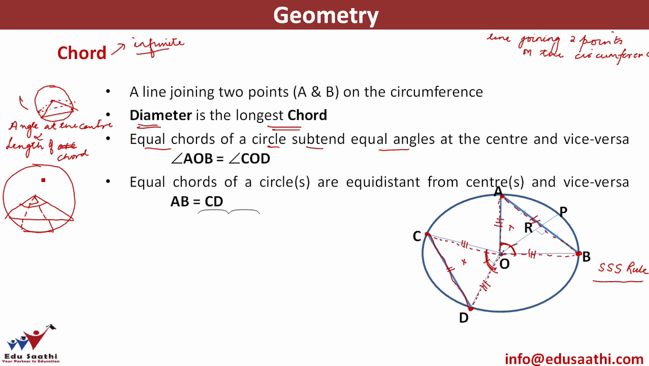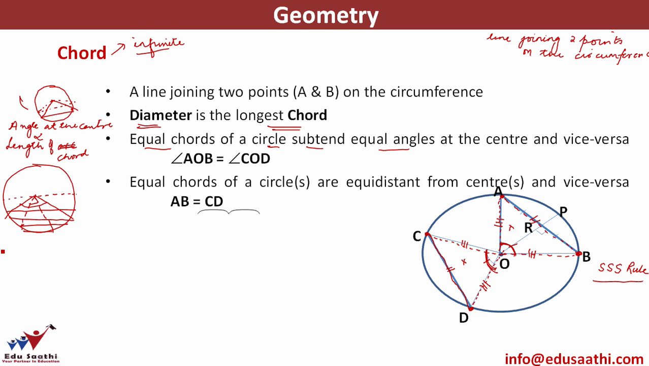Equal chords are equidistant from the center. So if 2 chords are of equal length, they have to be equidistant from the center. That is very, very obvious, because the shorter chord will be away from the center. The longer the chord is, the closer it will be to the center. The longest chord passes through the center. The shorter the chord is, the farther away it will be from the center.